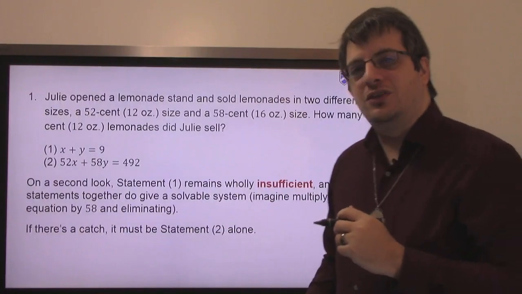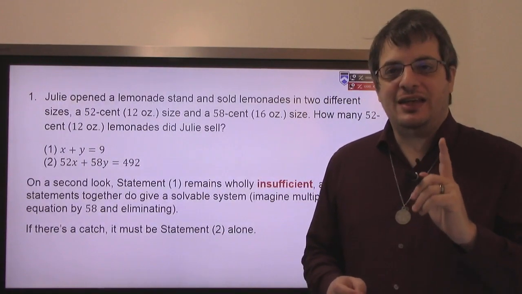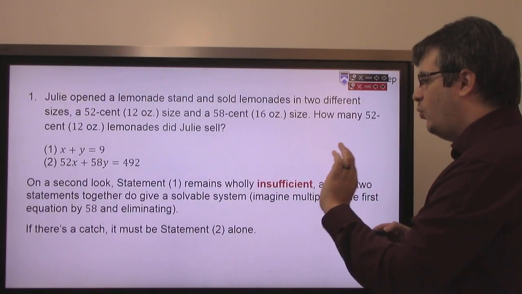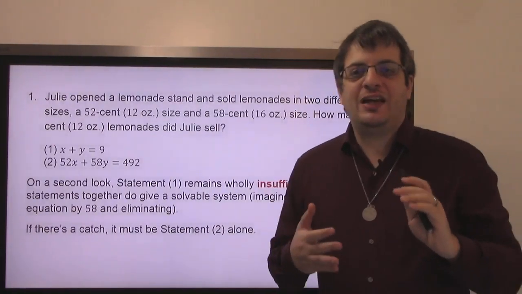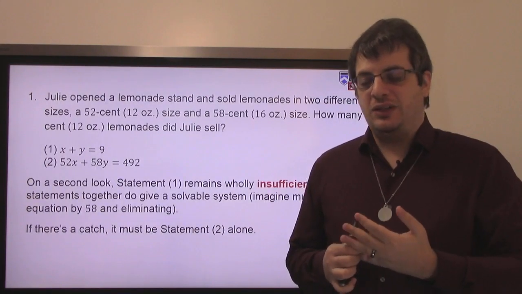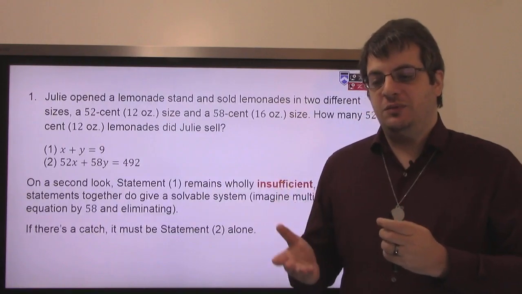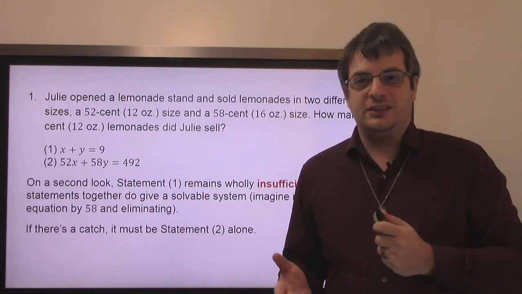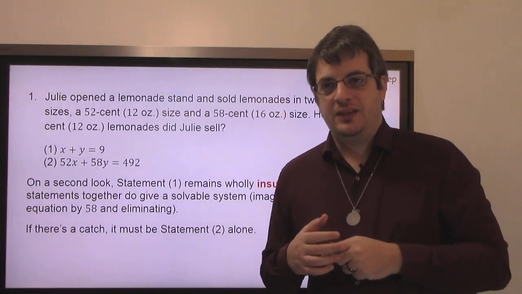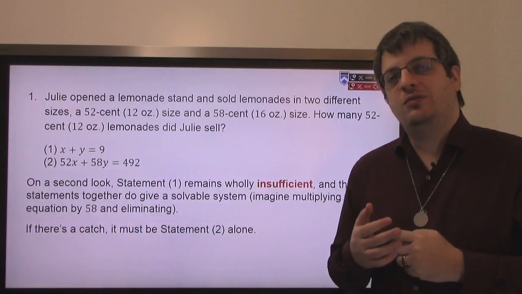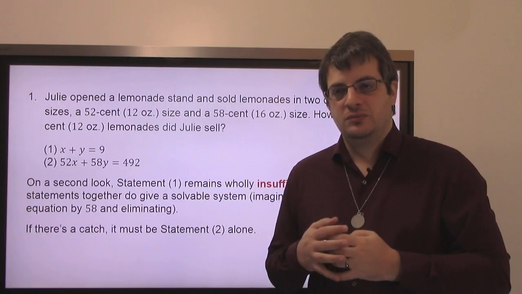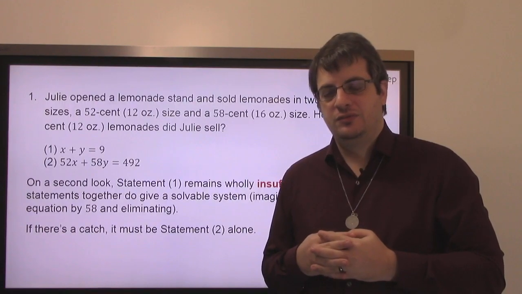Let's take a closer look at statement two. If there's a catch anywhere, that catch is statement two. How could statement two be sufficient on its own? Well, what if the fact that Julie made $4.92 told me, in and of itself, that Julie sold 9 lemonades? If the fact of statement two alone gave me the 9 lemonades, then statement two would give me everything and would be sufficient standing alone, right? Yeah, it is a C trap. Do you see where I'm going with this? If statement two gives me both pieces of information, then it's sufficient by itself.